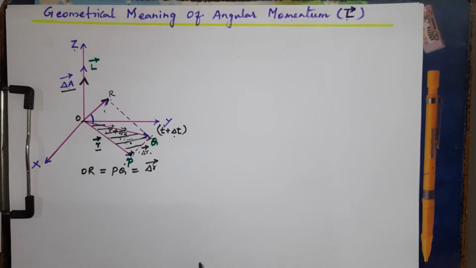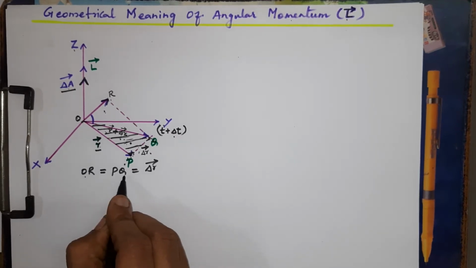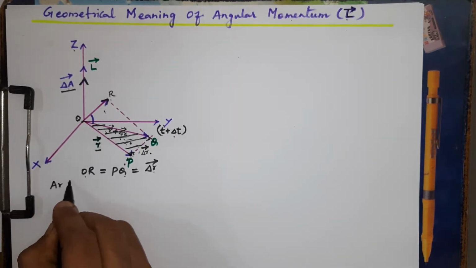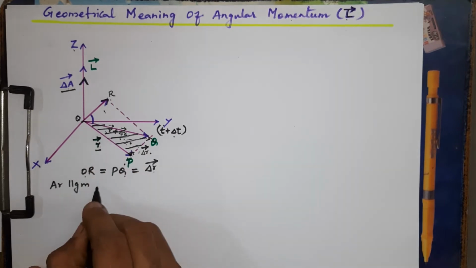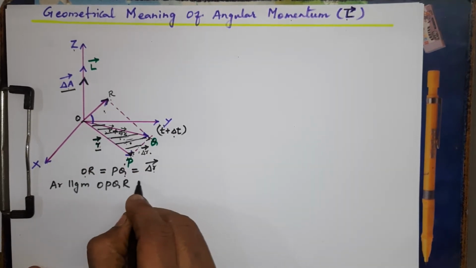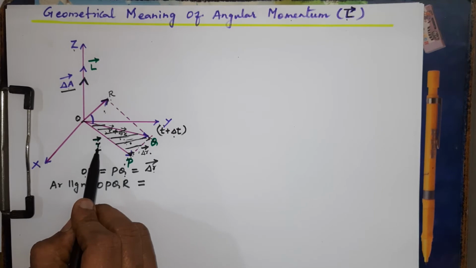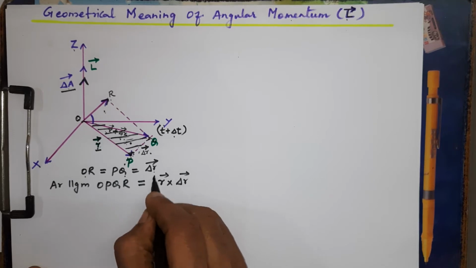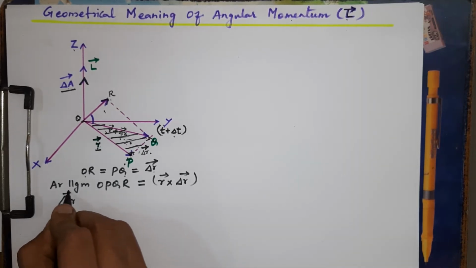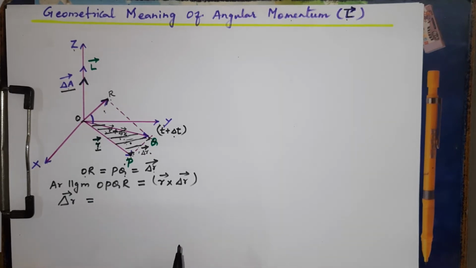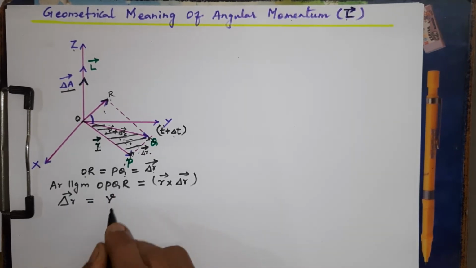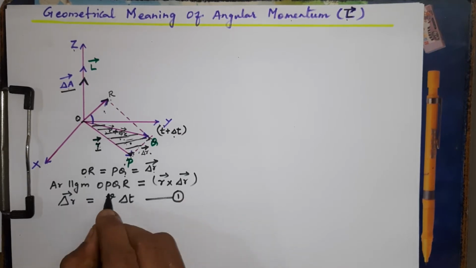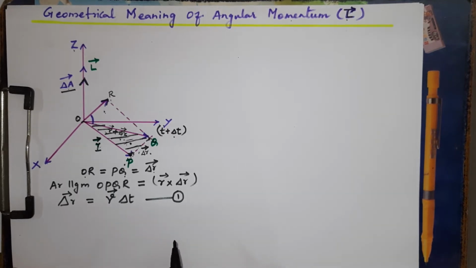Therefore, we have to calculate now, as we consider OR is equal to PQ, that is equal to delta R. Now we also write the area of this parallelogram. Where is the parallelogram here? We write OPQR. This is R vector and this is delta R vector. So conveniently we can multiply these two here. We can also write delta R vector, the smallest displacement, as velocity multiplied by the time taken. Everywhere the vector notation is to be taken.